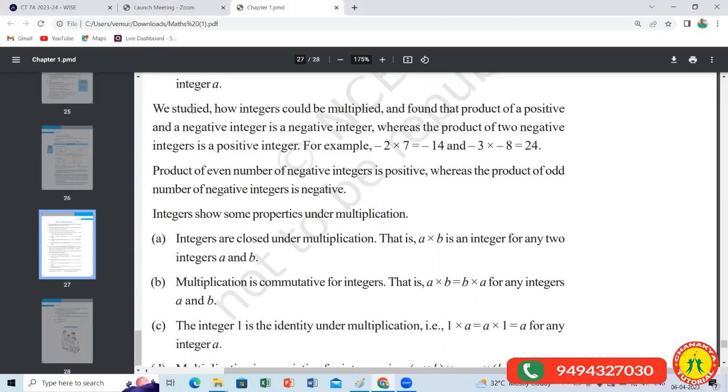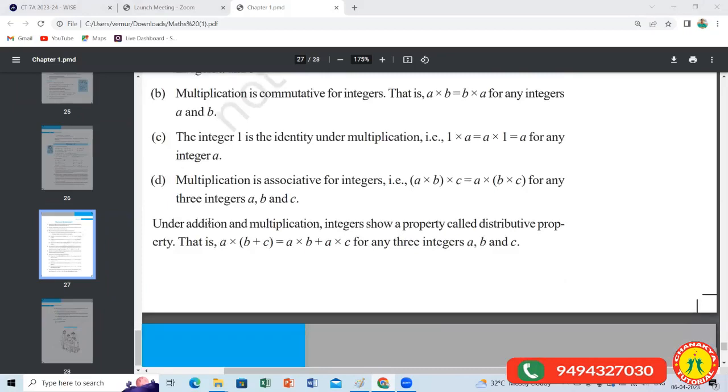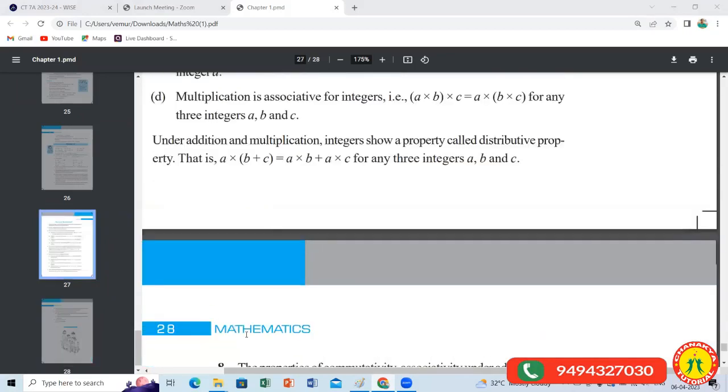Integers show some properties under multiplication. First point, integers are closed under multiplication, that is, a into b is an integer for any two integers a and b. Second point, multiplication is commutative for integers, that is, a into b equals b into a for any integers a and b. Third point, the integer 1 is the identity under multiplication. For example, 1 into a equals a into 1 equals a for any integer a. Yeah, very good.